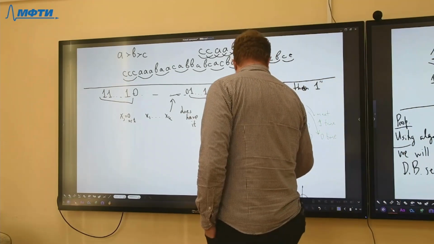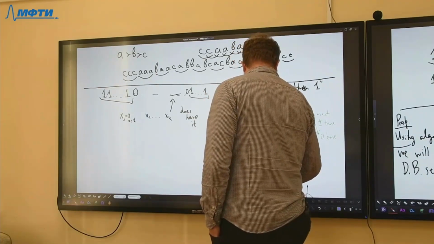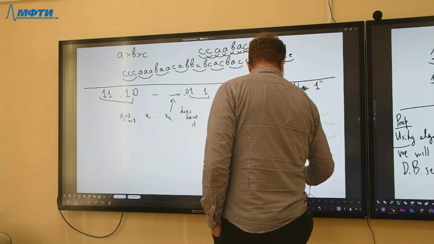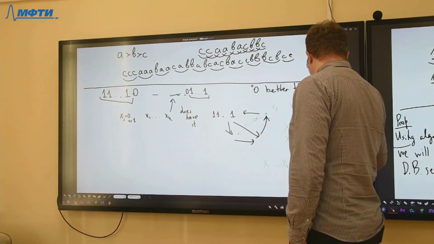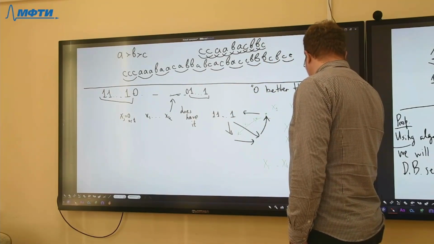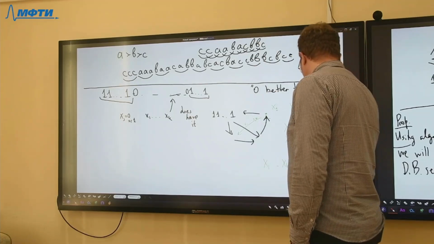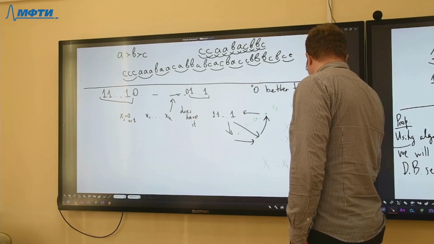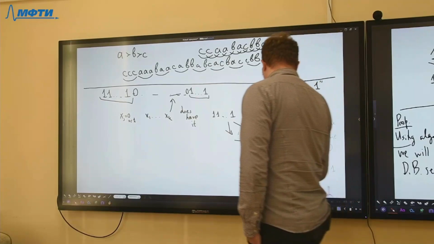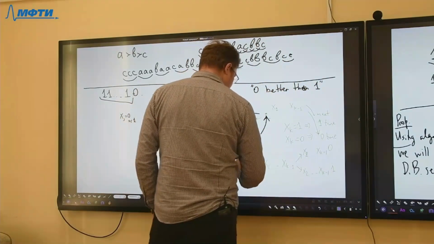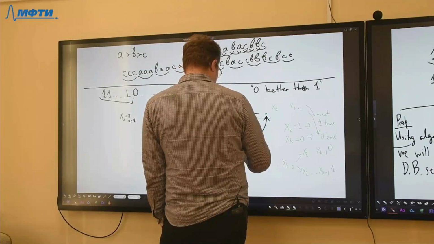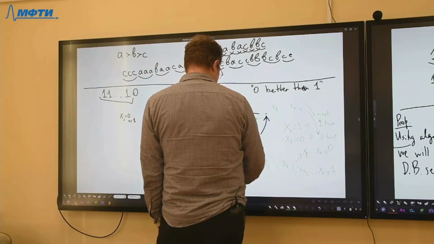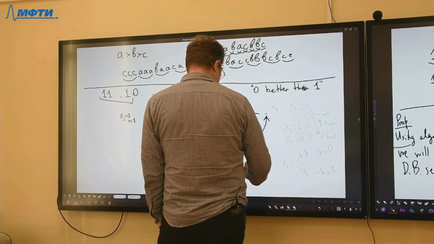So we have x1 xk minus 1, and this is going to x2 xk minus 1 0, and x2 xk minus 1 1, and we get here from the sequences 0 x1 xk and 1 x1 xk.